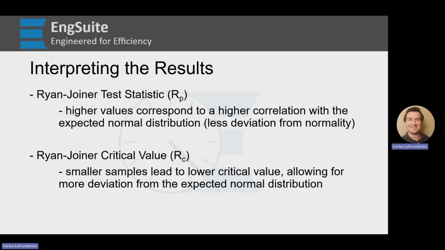The Ryan-Joiner critical value is RC, and with smaller samples, they lead to a lower critical value, allowing for more deviation from the expected normal distribution. So as your sample sizes get larger, you have less deviation from the normal.